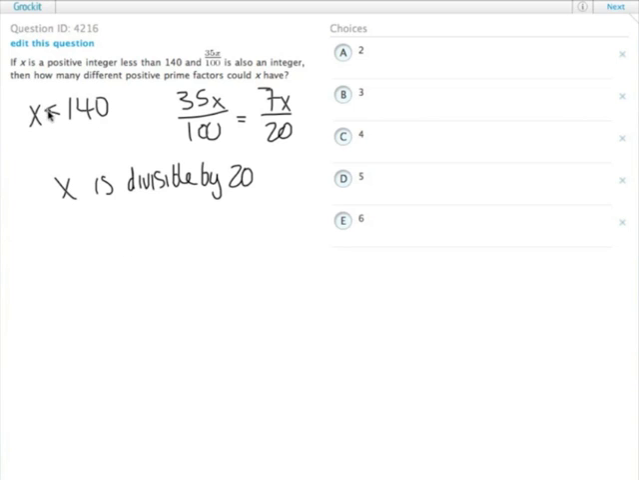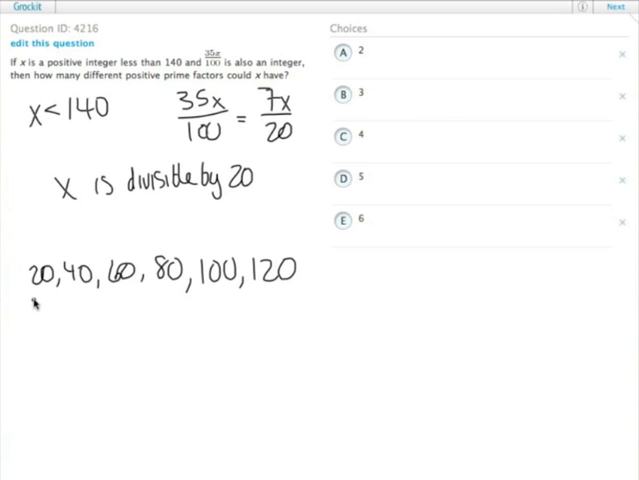We also know that x is less than 140, so we can just list all the possibilities. So 20, 40, 60, 80, 100, 120. Those are all the multiples of 20 that are less than 140. So how many different positive prime factors could x have? We can just look at the prime factorization of each of these numbers and figure it out from there.